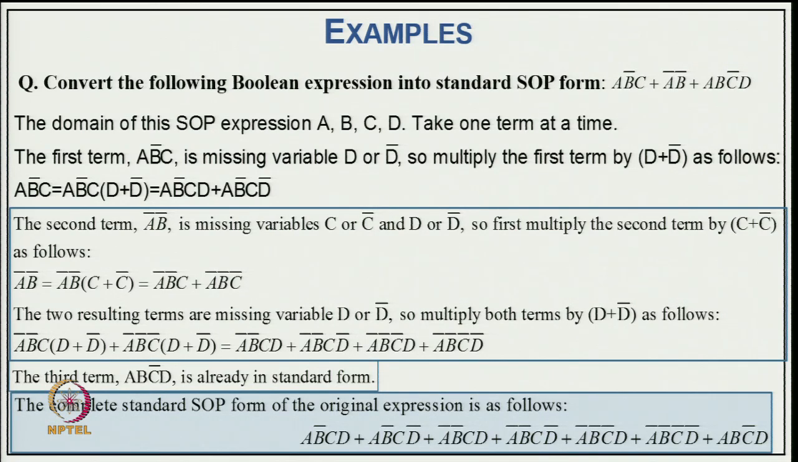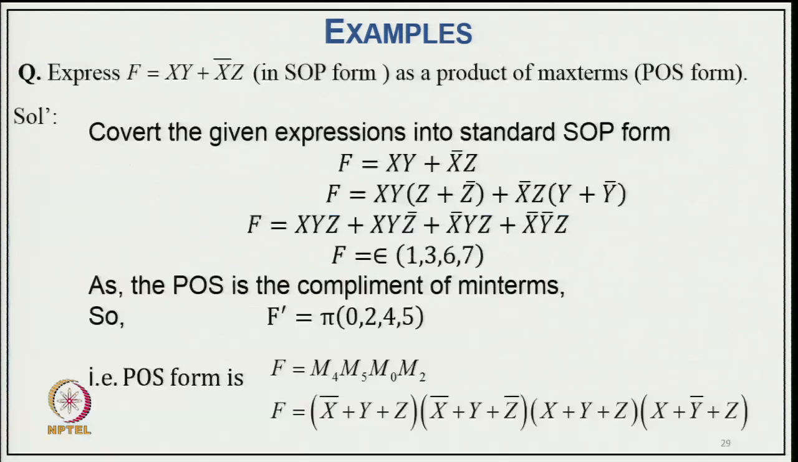So, the complete SOP form of the original expression is A B bar C D plus A B bar C D bar plus A bar B bar C D plus A bar B bar C D bar plus A bar B bar C bar D plus A bar B bar C bar D bar plus A B C bar D. So, that repetitive term is avoided.